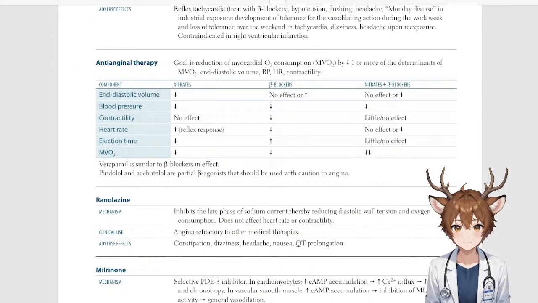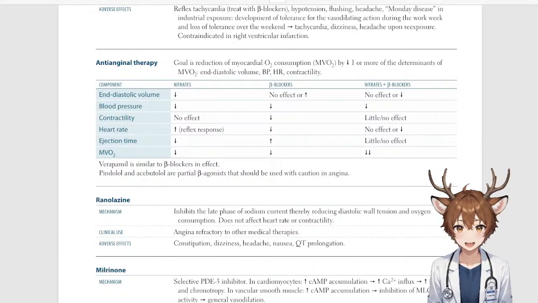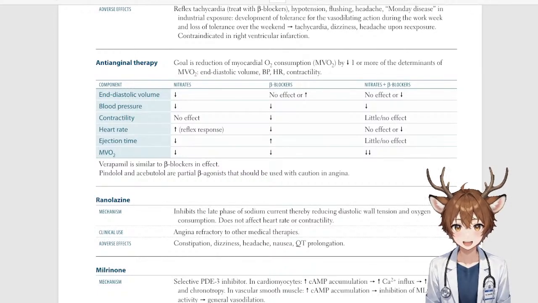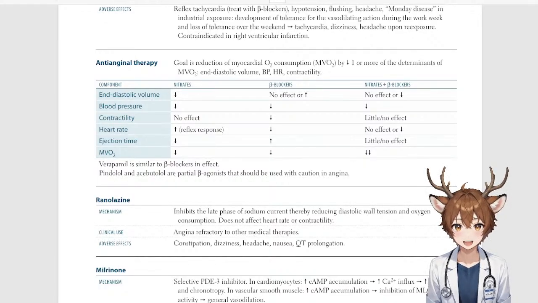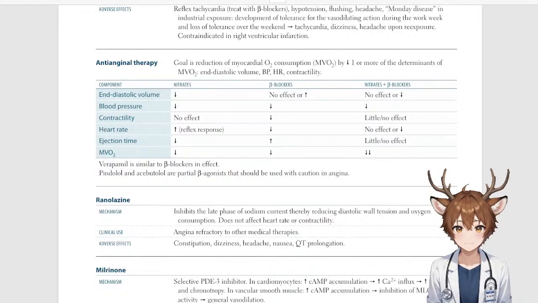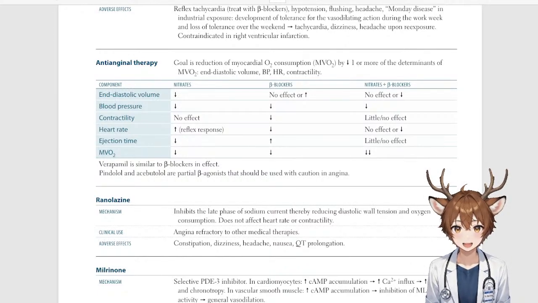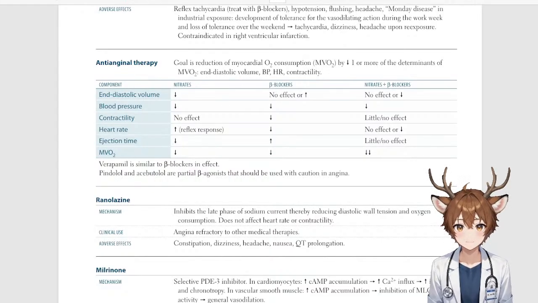Anti-anginal therapy. The goal is reduction of myocardial O2 consumption, MVO2, by a decrease in one or more of the determinants of MVO2: end diastolic volume, BP, heart rate, contractility. End diastolic volume: nitrates, beta blockers, nitrates plus beta blockers. End diastolic volume leads to a decrease with nitrates. Beta blockers will have no effect or an increase. Nitrates plus beta blockers have no effect or a decrease.